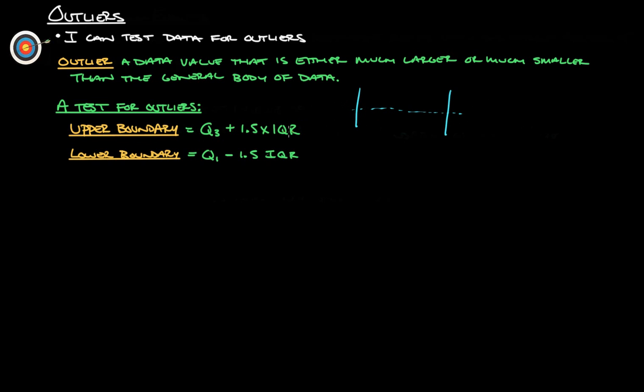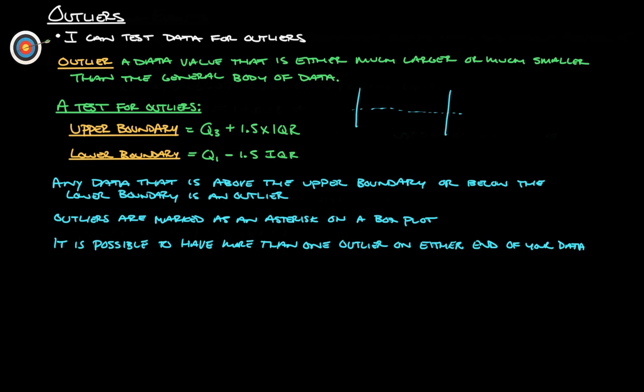To figure out the upper boundary, you take quartile 3 and add 1.5 times the interquartile range. For the lower boundary, we take quartile 1 and subtract 1.5 times the interquartile range. Any data that is above the upper boundary or below the lower boundary is considered an outlier.